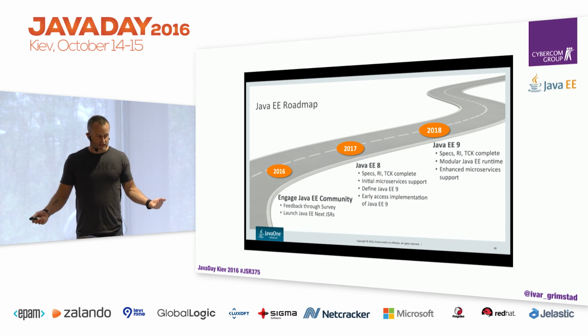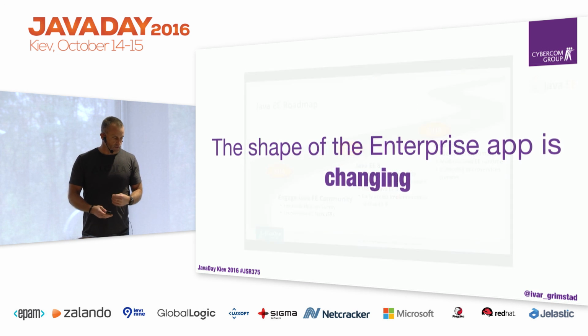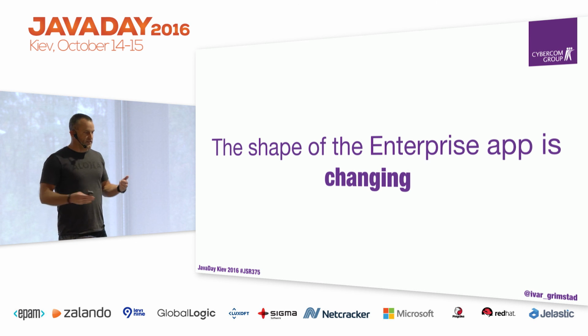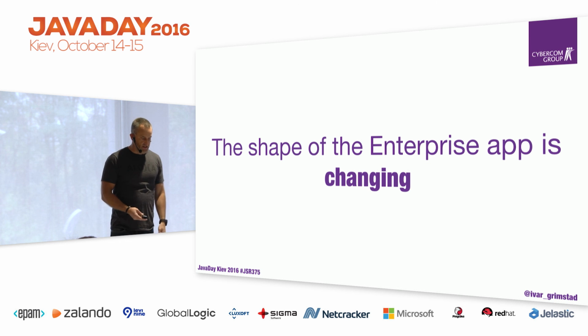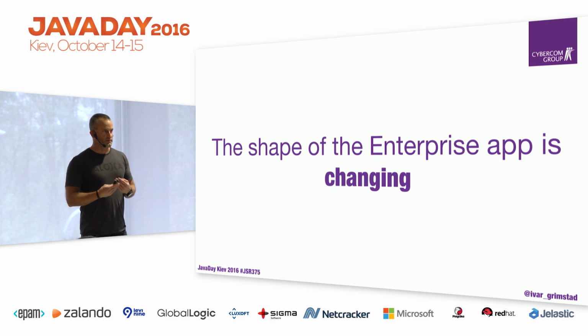And what is the reason for all of this? Well, the shape of the enterprise app is changing. We're not building applications the way we did a couple of years ago. A couple of years ago, we didn't talk about microservices. But now we can't have a talk without talking about microservices. So it's clearly something happening.